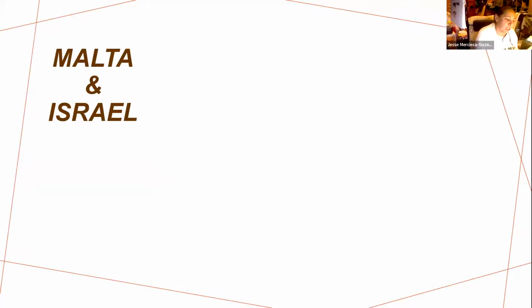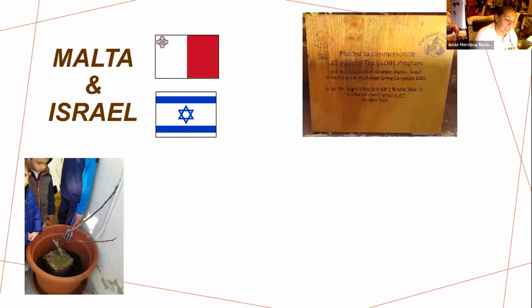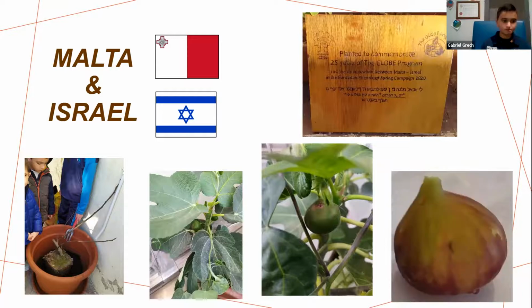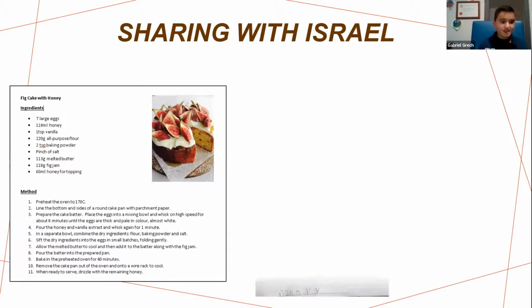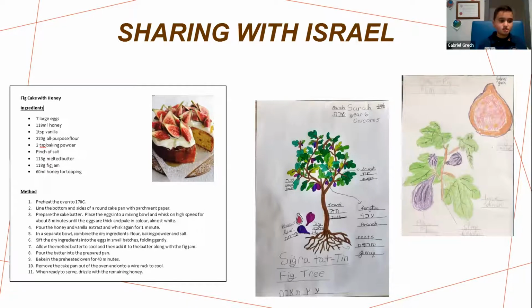Malta and Israel. We also collaborated with an Israeli school, where we each purchased a fig tree and an olive tree during their Tu B'Av holiday. As you will see, we got our figs from the tree. It was delicious. We commemorated 25 years of the GLOBE program as well. Sharing with Israel. We shared our recipes and knowledge about the fig tree, and they in turn shared theirs.